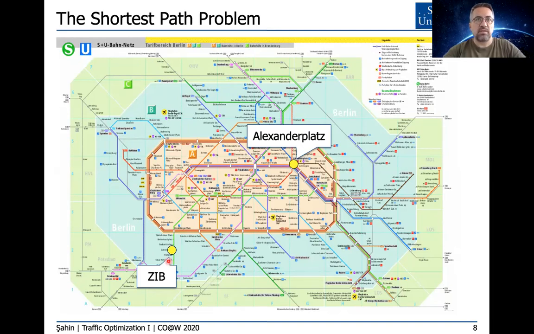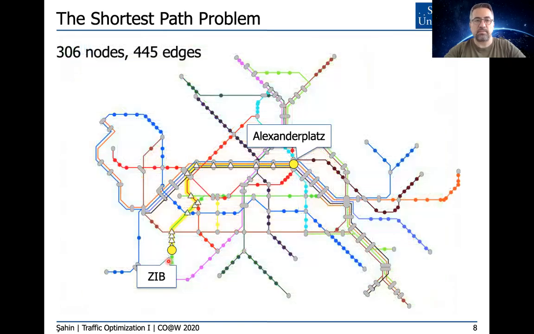Once we represent the transit network with a graph like this, it turns out to have 306 nodes and 445 edges. Now the passenger's problem turns out to be a shortest path problem from the node representing Alexanderplatz here to the node representing ZIB. And indeed, the solution of this problem is highlighted with the yellow path here.